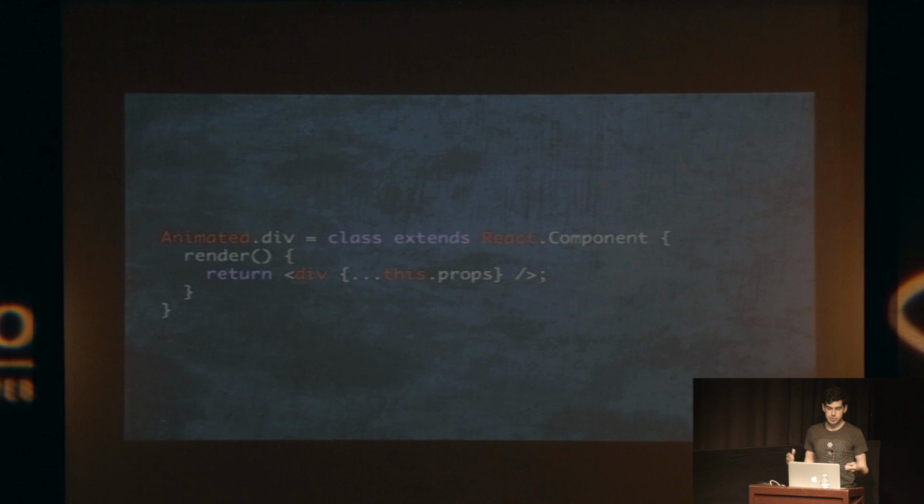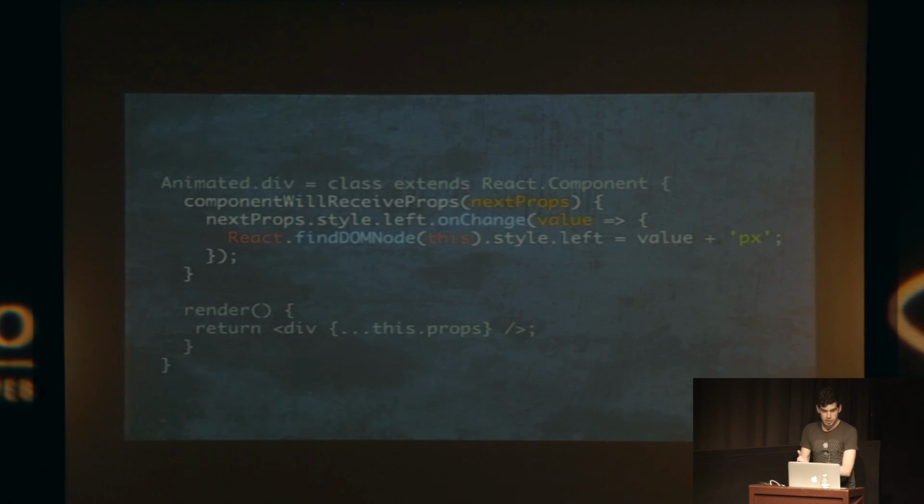The first thing we want to do is to create a div element that just looks like a div. For this, you can just create a component that renders a div and forwards all the props. Now let's see how to actually implement the binding. On component will receive props, we look at the left style, which is a binding, and register a change listener. Whenever this value changes, we find the DOM node and do a raw DOM mutation. So we get this very fast update.